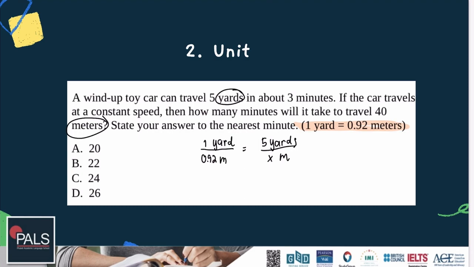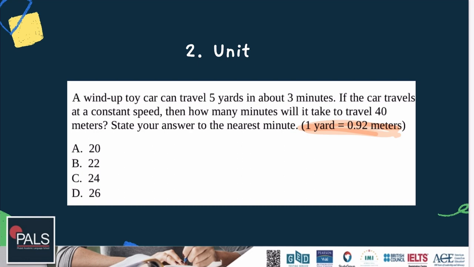Oh, sorry. So this question: a car can travel 5 yards in about 3 minutes. If a car travels at a constant speed, then how many minutes will it take to travel 40 meters? State your answer to the nearest minute. So look, they give you this: 1 yard equals 0.92 meters.